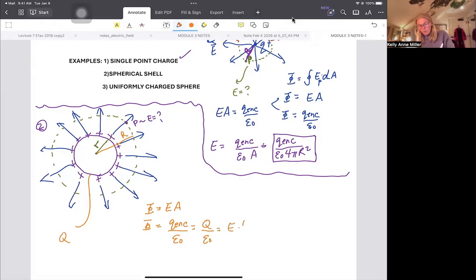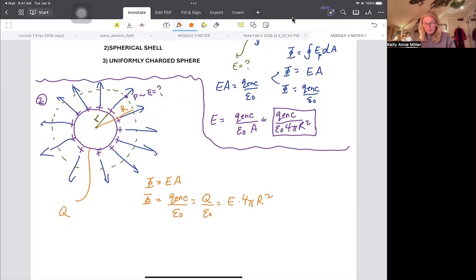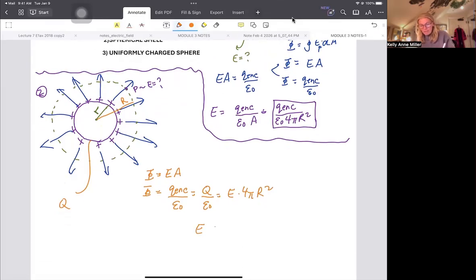And it's the same deal. It's 4 pi capital R squared, because the capital R, not the lowercase r, refers to my Gaussian surface. And so the E field is just going to be Q over epsilon naught 4 pi R squared. Okay, and it's the exact same result as what we saw with the point charge. Q enclosed in this case just equals capital Q.